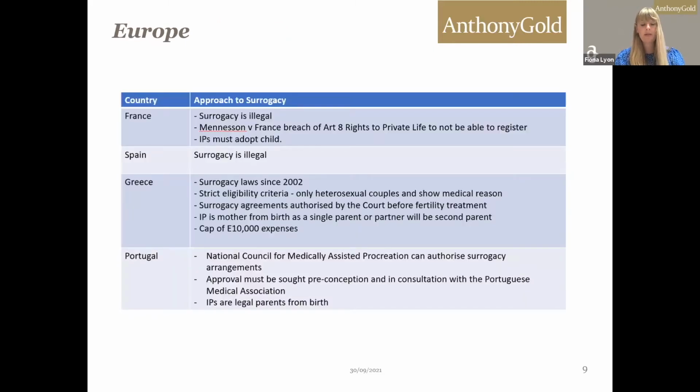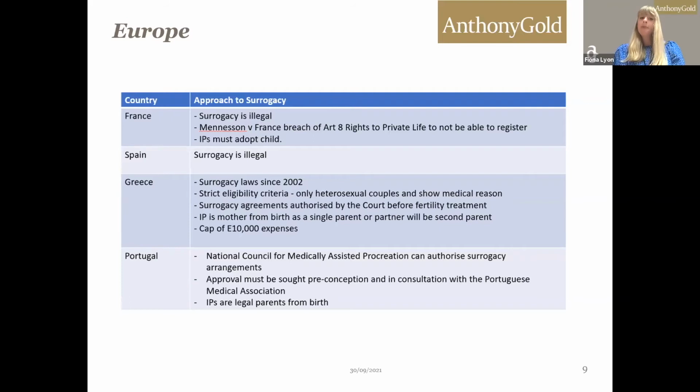So next slide, please. I'm not going to run through all of the rules in every single country because they're set out here on the slides, but I just want to pick up a few points. Lots of people might be surprised to learn that in most of Europe, it is illegal to have a surrogacy arrangement. So for example, in France and Spain, that is illegal. In fact, in France, there was a case which is listed there, Mennesson, where it wasn't possible to register the birth of the child once the surrogacy arrangement had happened abroad. This means that you couldn't get the birth certificate and passport and essential documents. And actually, this was deemed to be a breach of Article 8 rights.